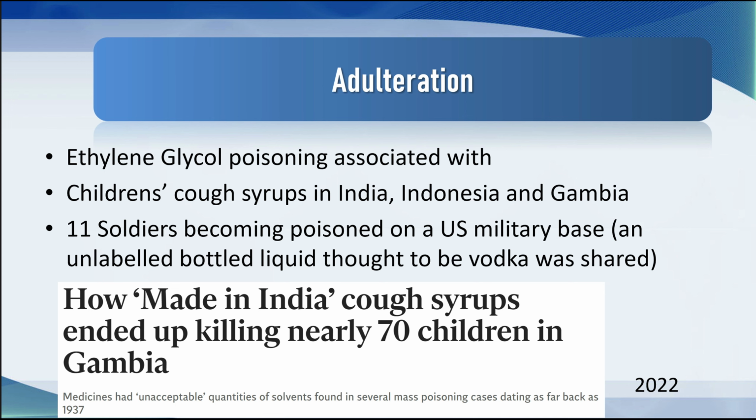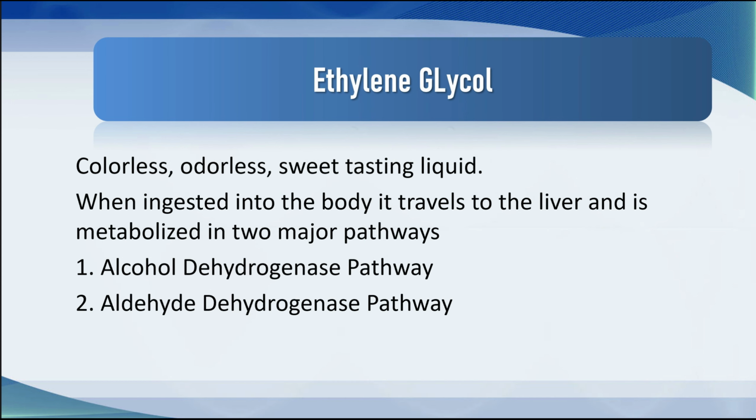Ethylene glycol, as I've mentioned, is colorless, odorless, and slightly sweet tasting, so it could be easily mixed up with, for example, vodka. But when it's ingested into the body, it travels to the liver and it's metabolized in two major pathways that normally metabolize ethanol, the alcohol dehydrogenase pathway and the aldehyde dehydrogenase pathway.